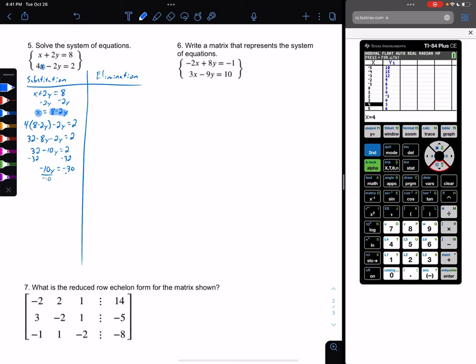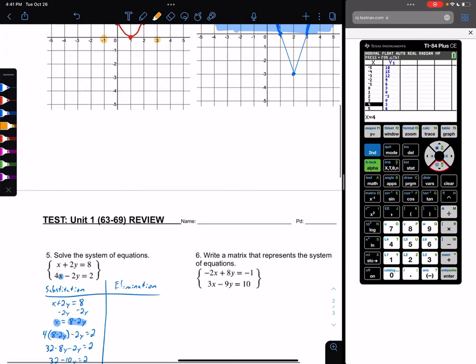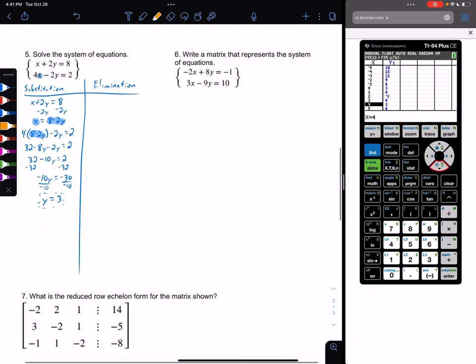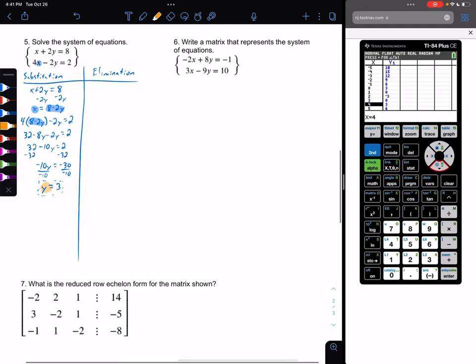I then divide by negative 10, and that means y is equal to 3. So it's the first part of my solution. From there, I'm then going to take that y equals 3, and I can plug that in wherever I want. Let me just highlight that. That y equals 3.